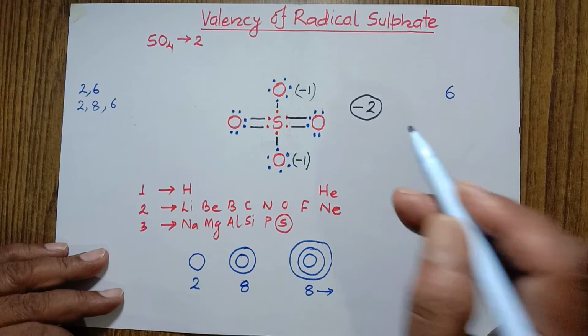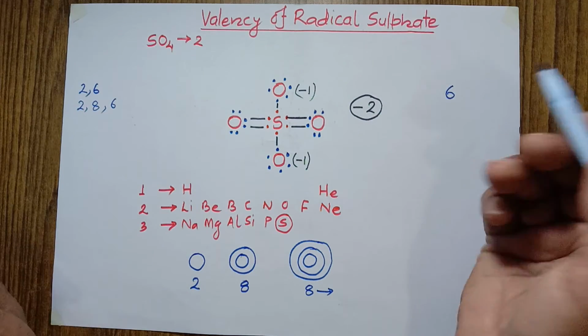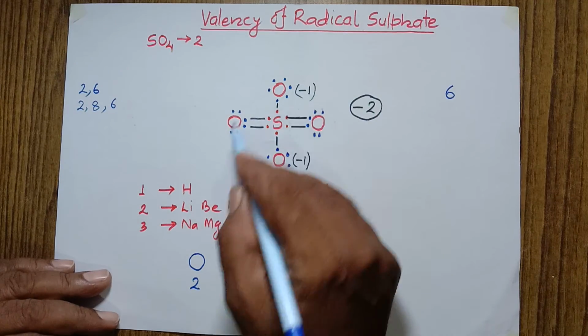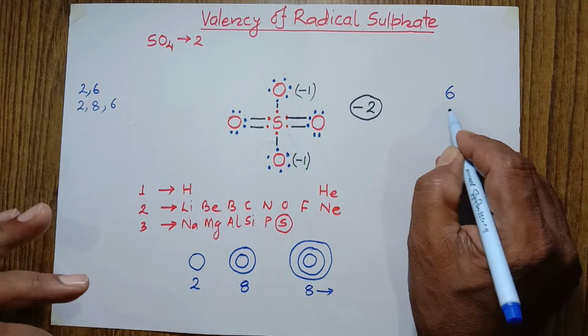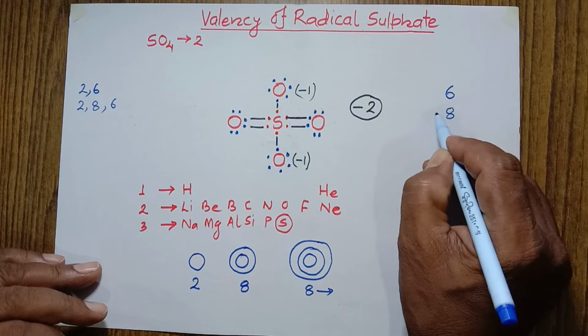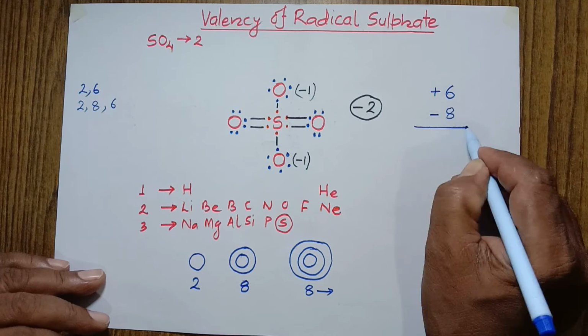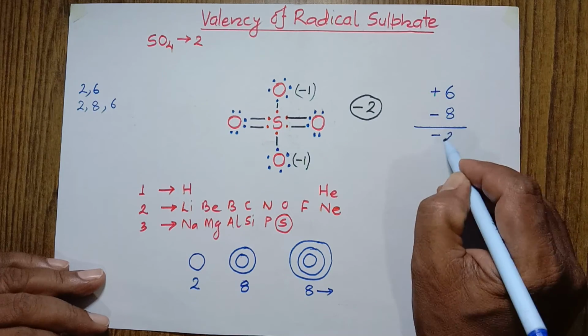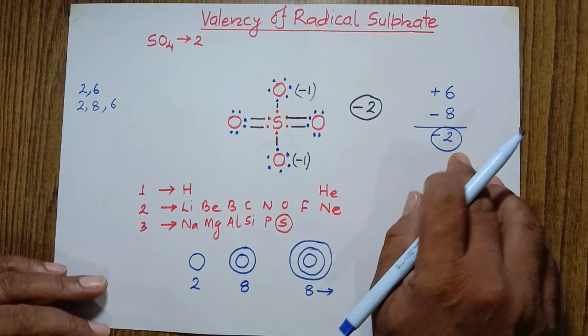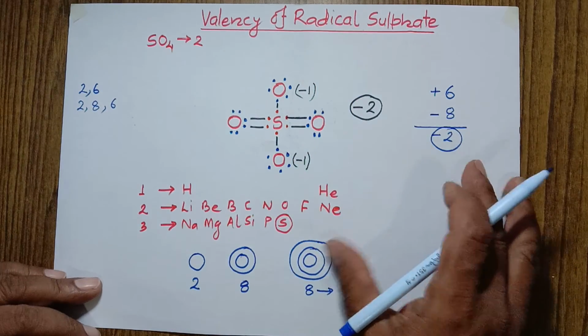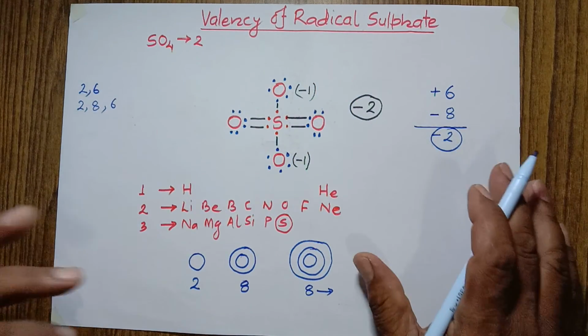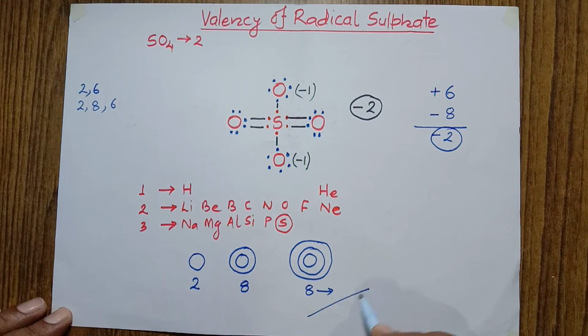But for oxygen it is always 2. There is no question about this. But there are 4 oxygens, that's why 2 fours are 8. And I told you that if we take oxygen as negative and sulfur as positive, then the resultant will be -2. This way also we can declare the valency of sulfate as negative, and it is 2. Okay, this much for today.